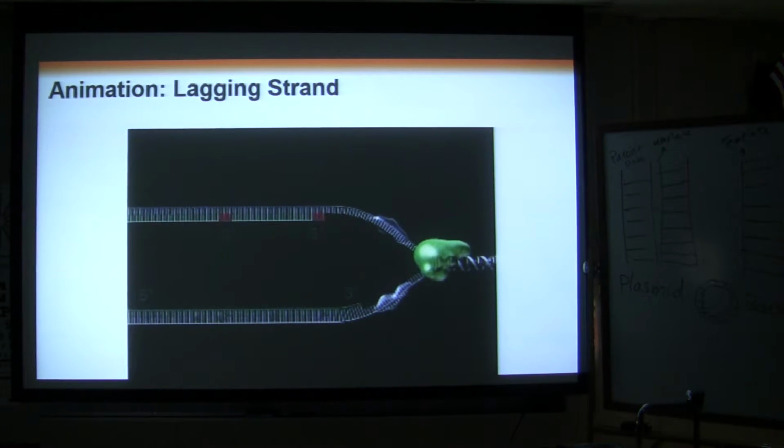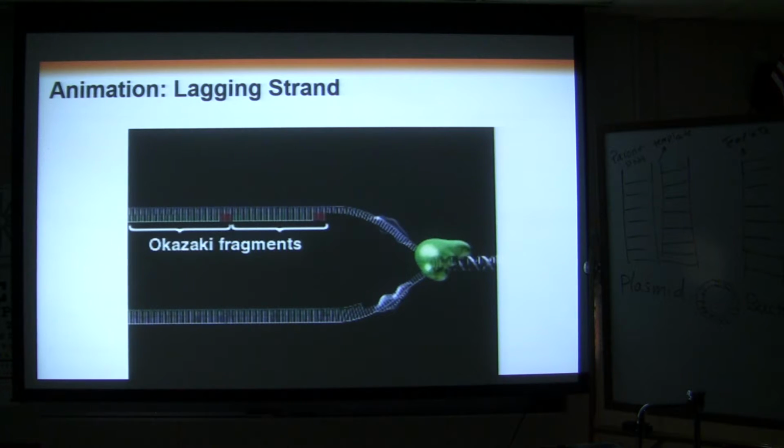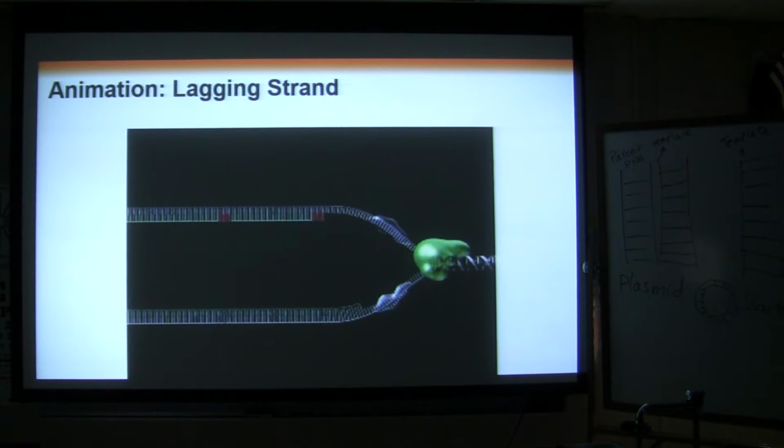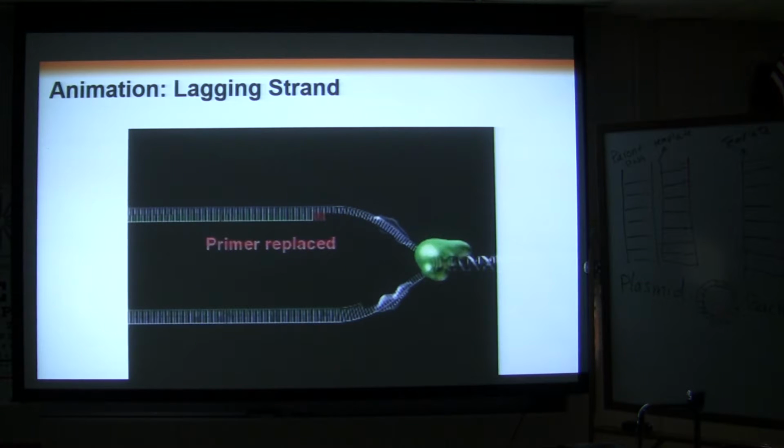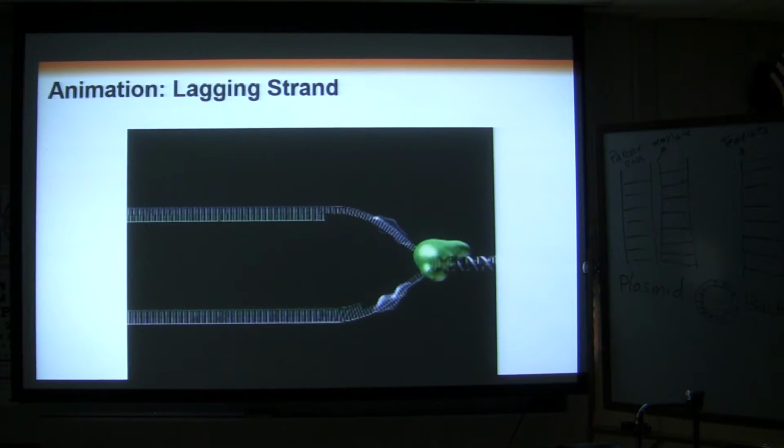The resulting segments are called Okazaki fragments. Next, each RNA primer is replaced with DNA. Then the gaps are closed to form the lagging strand.